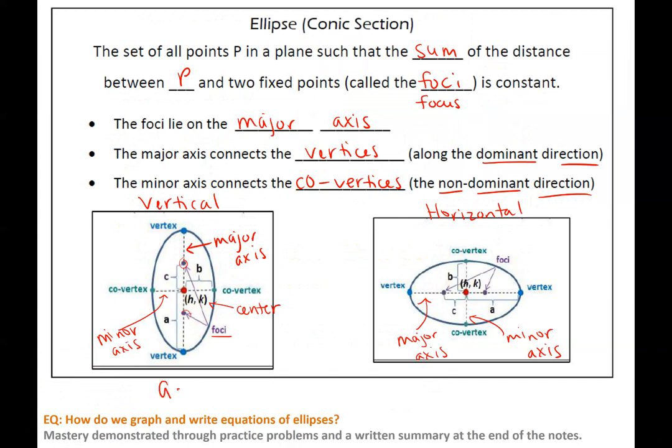So a is the distance from, can't spell from apparently. Try that again.